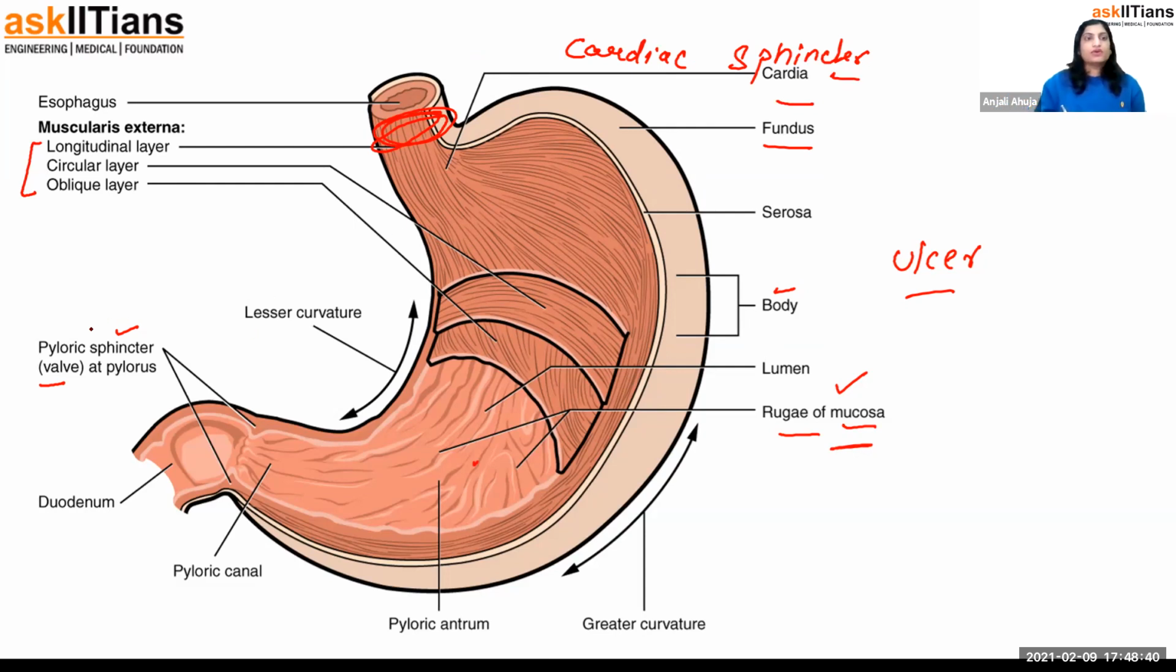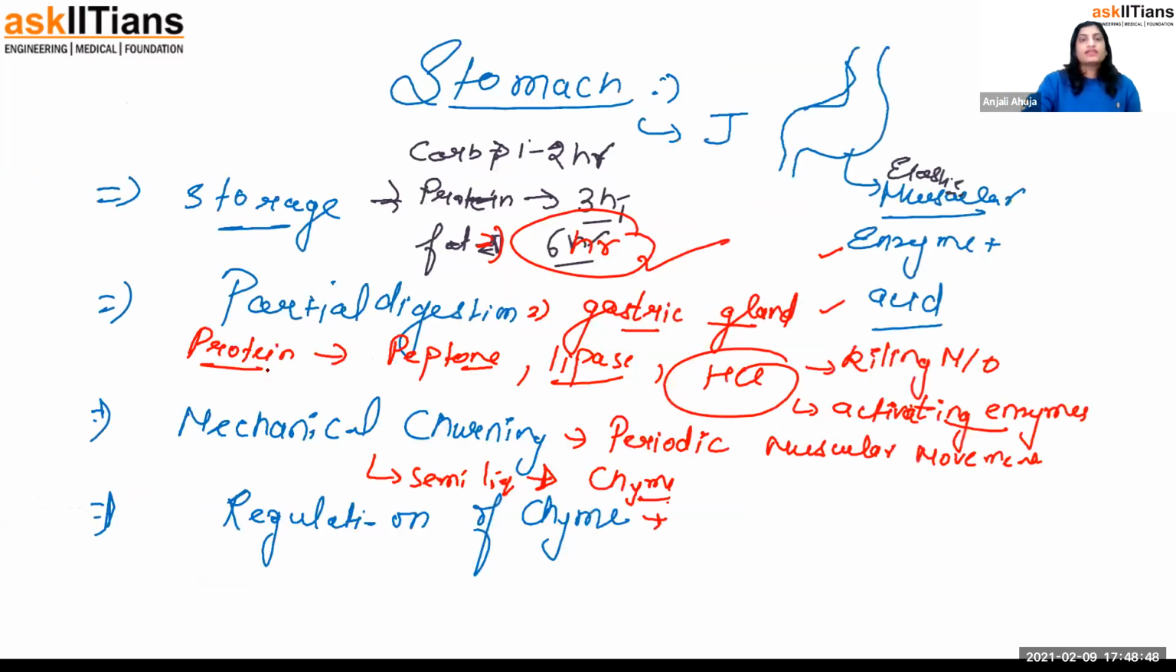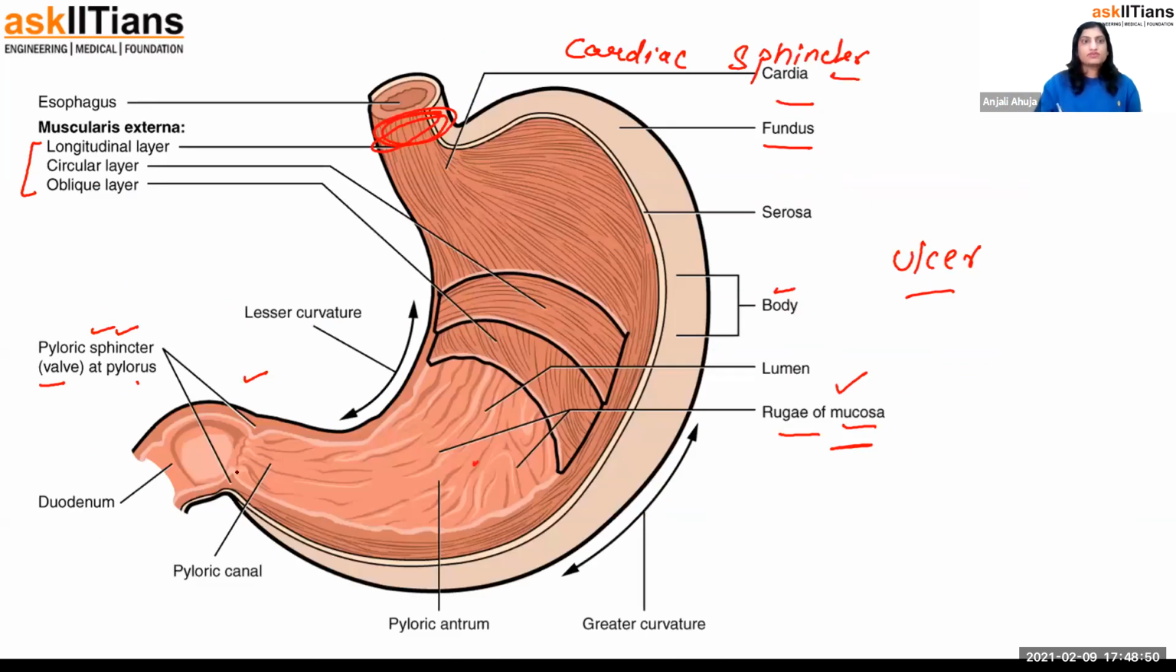Then there is the pyloric sphincter, the one present near the duodenum. We call it the pylorus. That is the one doing the fourth step that I mentioned, the regulation of the chyme. It regulates the chyme exit from here, and now it will be taking entry into the duodenum.